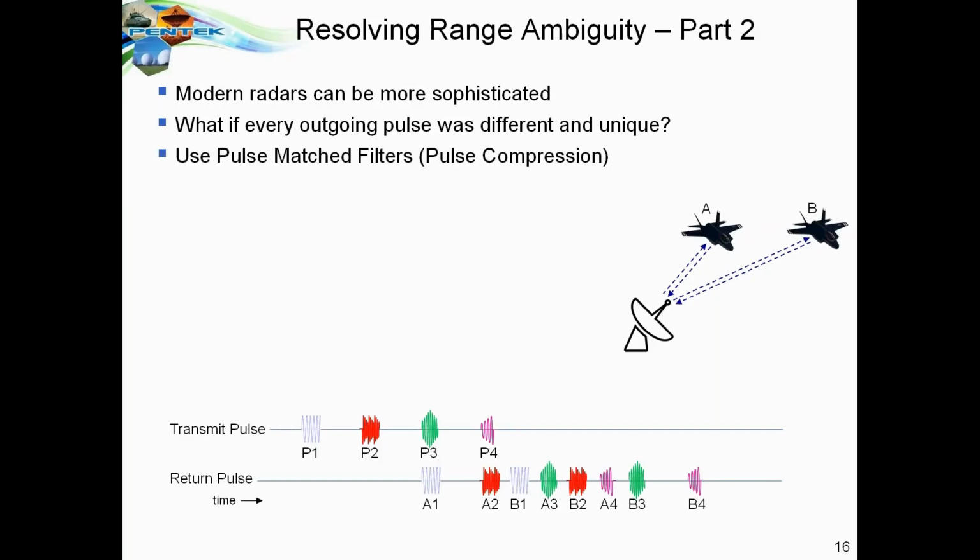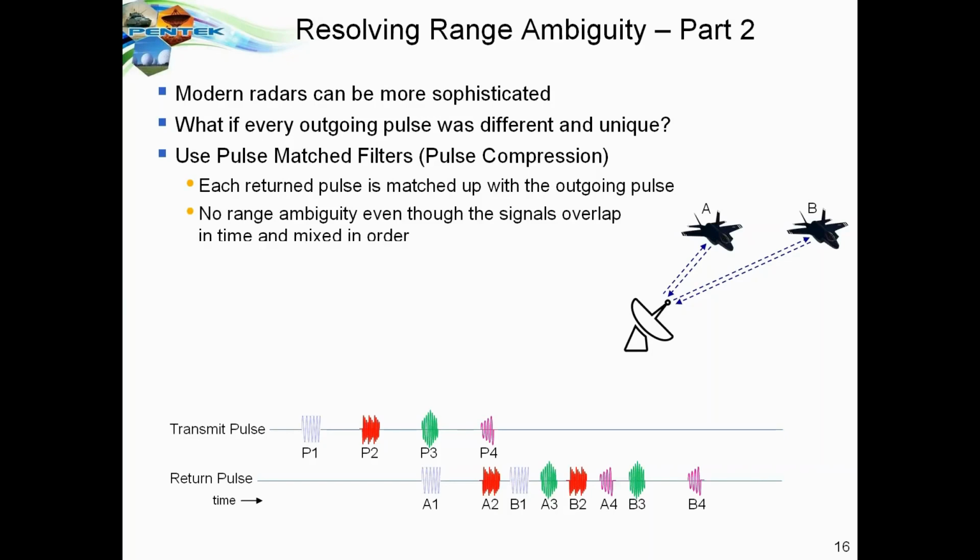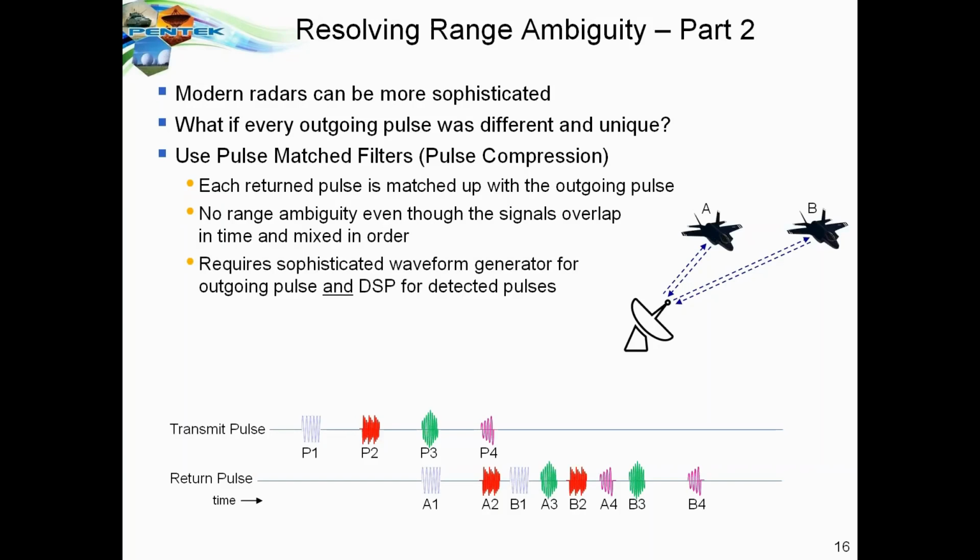So now what we're going to do is use our pulse match filtering and pulse compression methods to separate these pulses, even though they are interleaved in time and otherwise very difficult to separate. In pulse match filtering, each returned pulse is matched up uniquely with the character of its outgoing pulse. And so you will get a unique spike for each of the outgoing signals. There's no overlap problem, even though they are mixed in time and mixed in order.